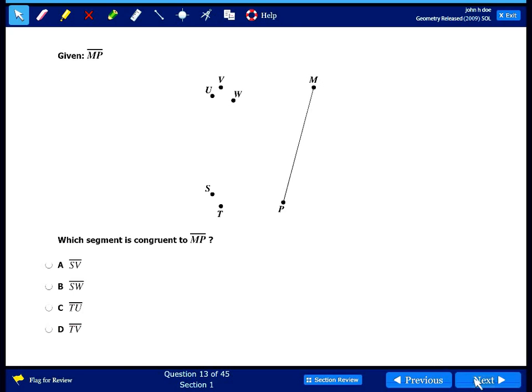So this one here says which segment is congruent to MP. So remember, if we want to find congruent segments, we have to use our compass. So let's figure out how long MP is. So we have to do our best to get it right in the center there, and the tip right on the center. So MP is that long. Notice I locked my compass.